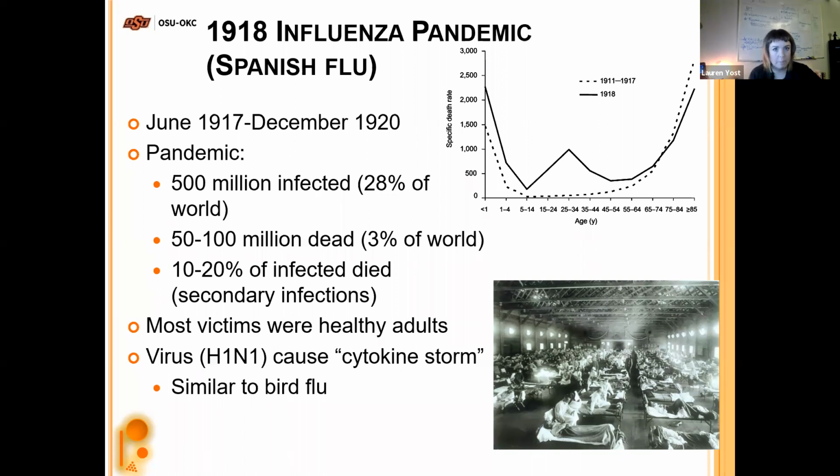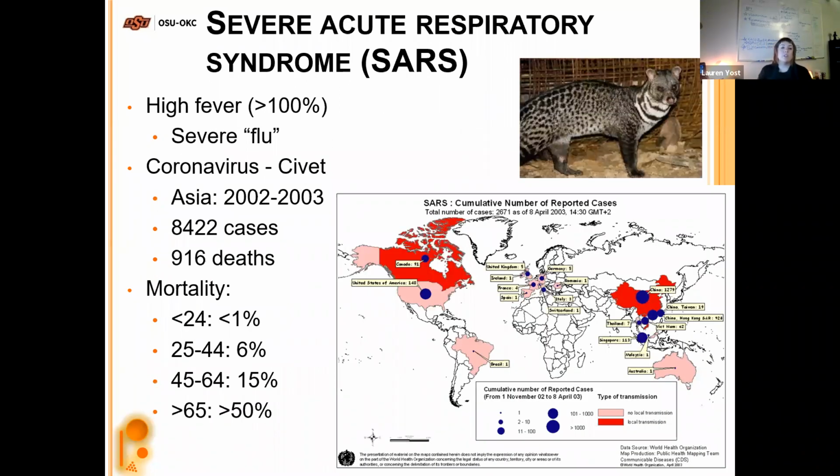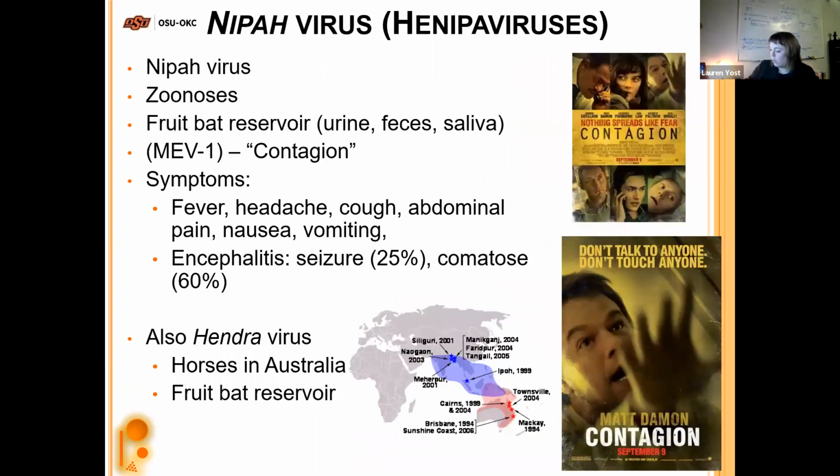So it's too bad. Next, we have severe acute respiratory syndrome. That's SARS. This is where COVID came from. SARS caused a high fever, what people called a severe flu. It was spread from a coronavirus that was originally found in the civet cat. This was in Asia, and it was pretty significant at the time. It looks like a baby compared to COVID now.